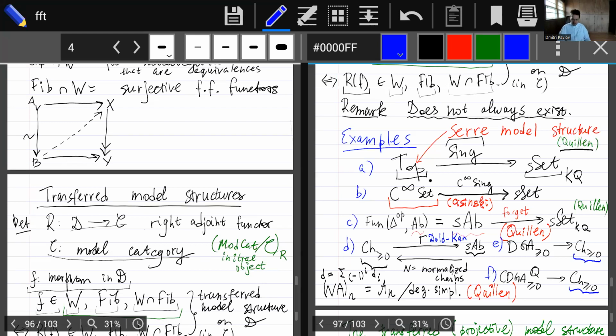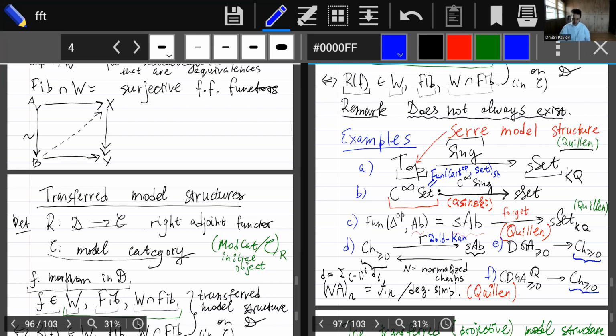Example B, you have the category of smooth sets. So that's just functors from Cartesian spaces to sets. And optionally, you can also impose this sheaf condition. And formally speaking, you have to, because smooth sets are defined as sheaves of sets.